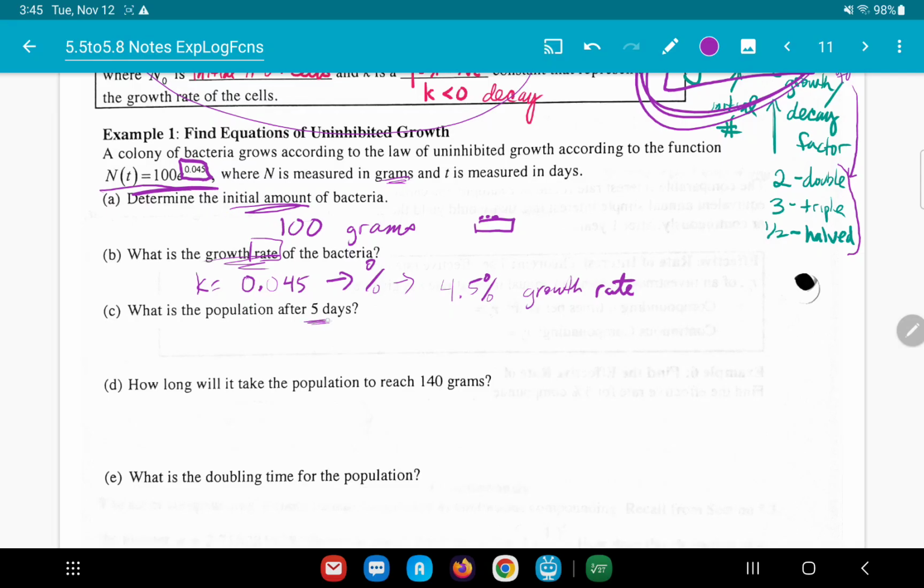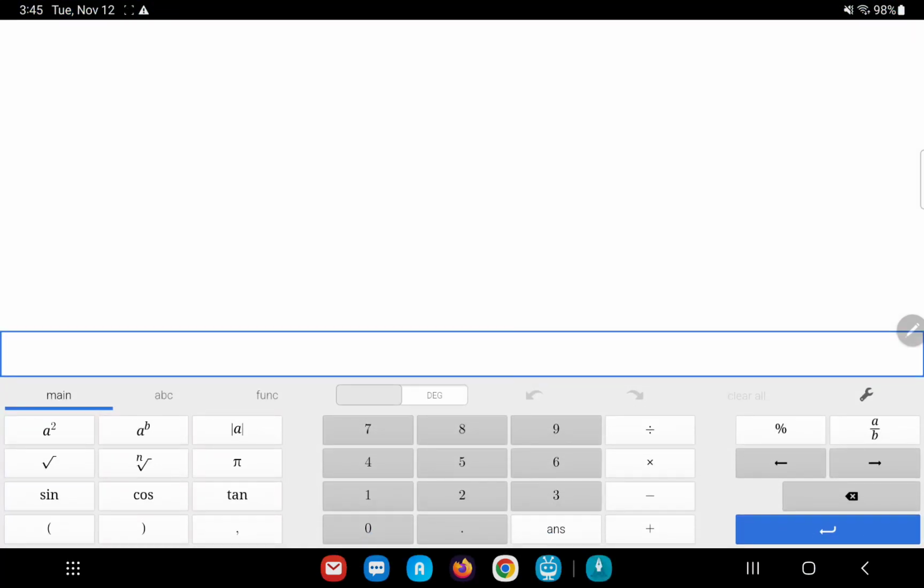What is the population after 5 days? Since this represents our t value, let's go ahead and plug that in. We're going to say n of 5 is equal to, and then in our formula we have 100 e to the 0.045 times 5. And we simply just put that into our calculator. So let me go ahead and pull up my calculator, and let's go ahead and solve.